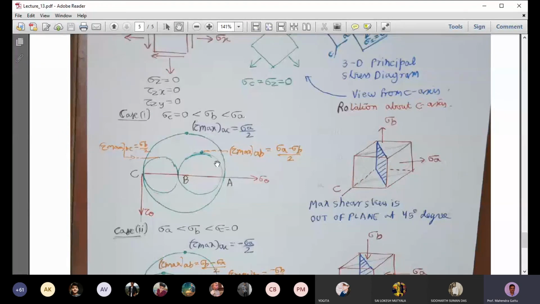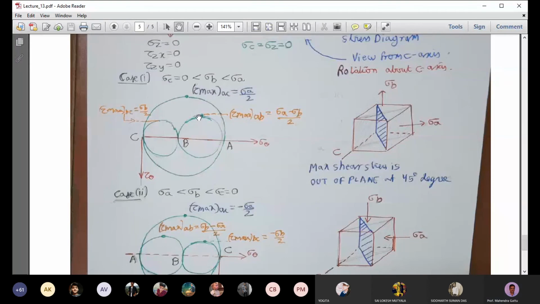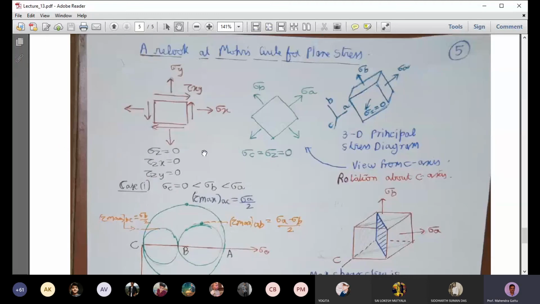So again, for this case, the maximum shear stress corresponds to AC. We are looking from the top, and we have sigma A and sigma C, and the plane is this one. The maximum shear stress plane is indicated by the shaded area, and it makes an angle of 45 degrees, and it is out of plane. So the maximum shear stress is acting out of plane. It is not acting in plane.